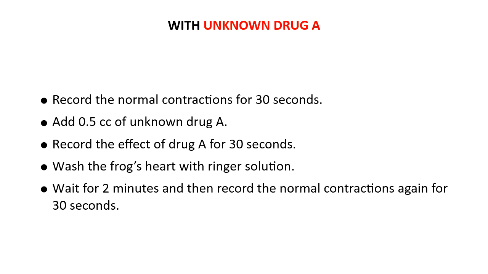An unknown drug will be given. Let's call it unknown drug A. First of all, record the normal contractions for 30 seconds. Add 0.5 cc of unknown drug now. Record the effect of drug A for 30 seconds. Wash the frog's heart with Ringer solution. Then wait for 2 minutes and record the normal contractions again for 30 seconds.